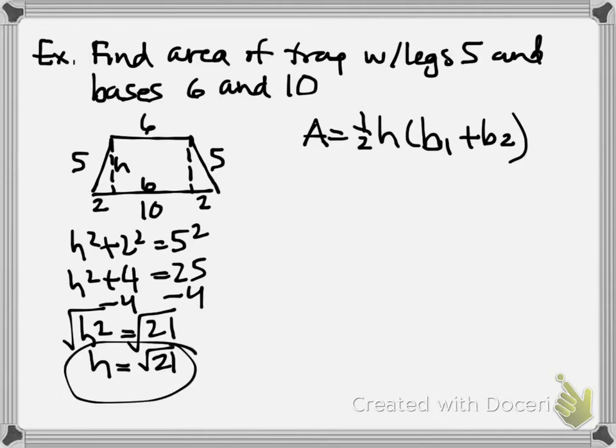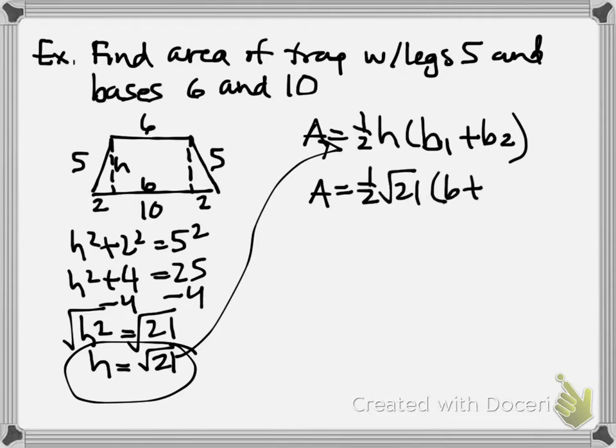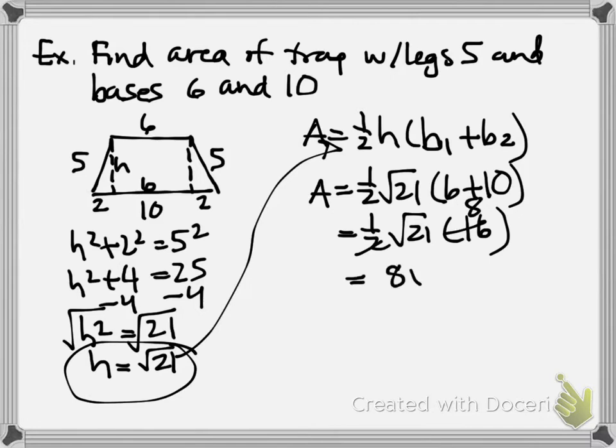Now we can take this and plug into the formula. So we get the area is 1/2 radical 21 times the sum of 6 plus 10. So we get half of radical 21 times 16. Half of 16 is 8, and we get 8 radical 21. And that's what you're going to be working on tonight.